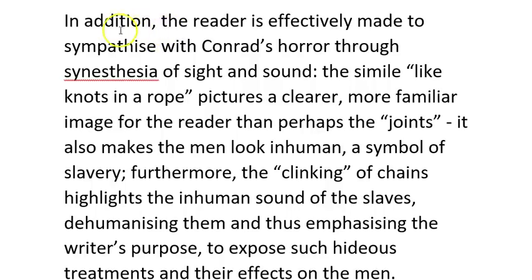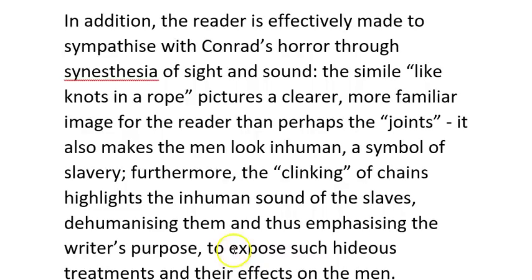Then Alessia continues, "In addition, the reader is effectively made to sympathise with Conrad's horror through synesthesia of sight and sound. The simile, like knots in a rope, pictures a clearer, more familiar image for the reader than perhaps the joints. It also makes the men look inhuman, a symbol of slavery. Furthermore, the clinking of chains highlights the inhuman sound of the slaves, dehumanizing them, and thus emphasizing the writer's purpose to expose such hideous treatments and their effects on the men."